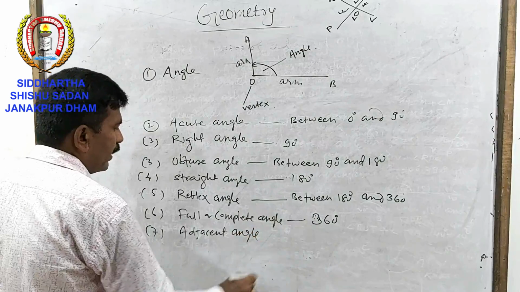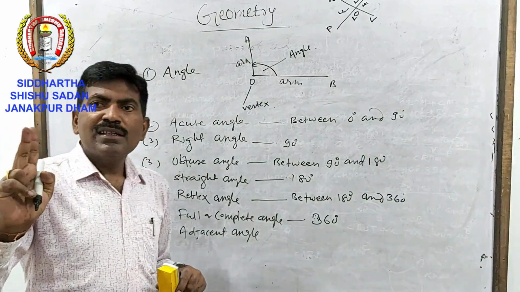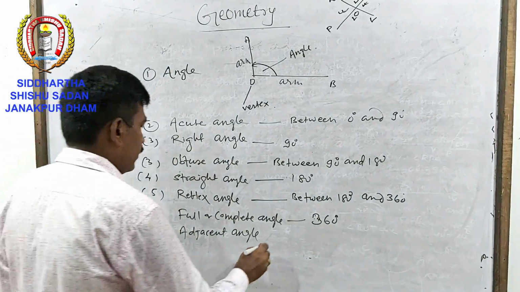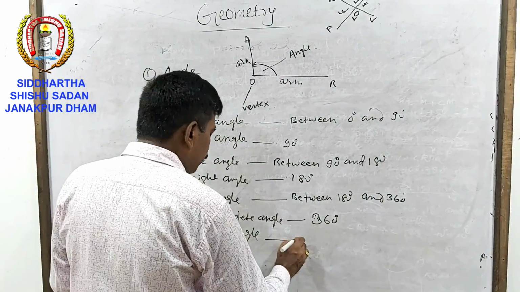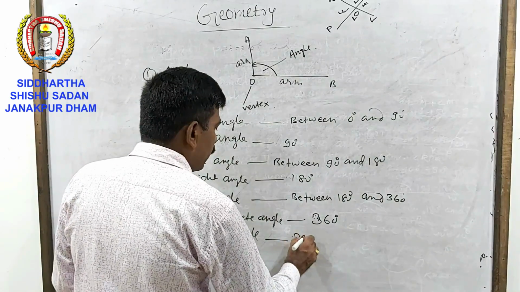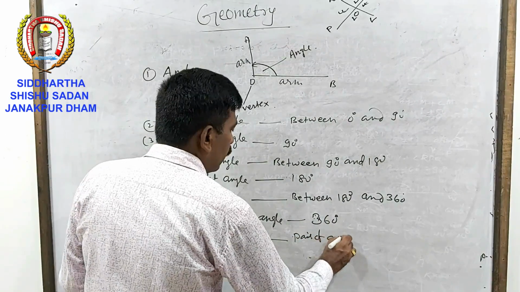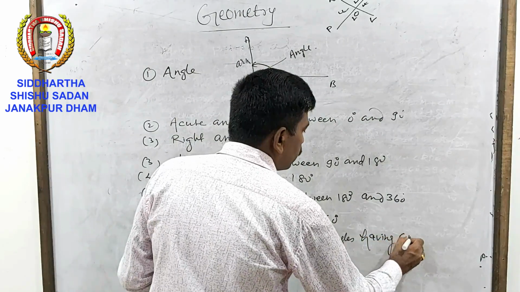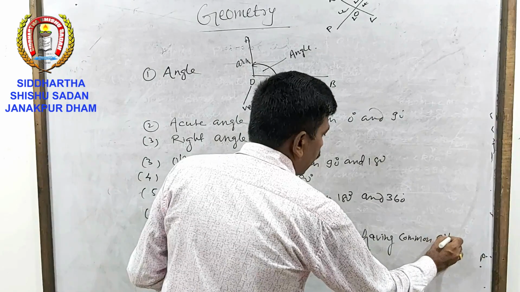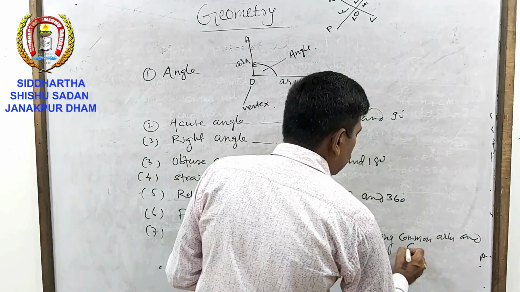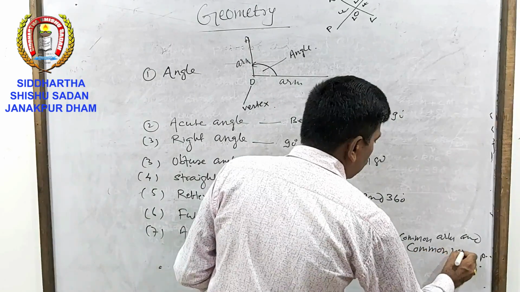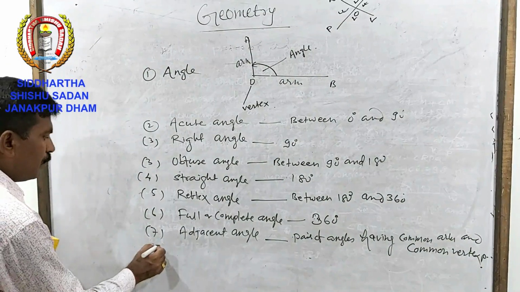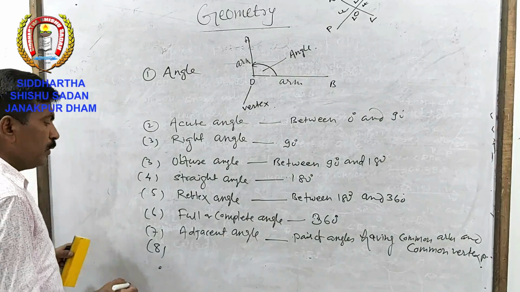Then number 7 we have learned, that is adjacent angle. Adjacent angle means two angles, pair of angles having a common arm and common vertex. That means adjacent angle means pair of angles having common arm and common vertex. And number 8, what we have learned today?